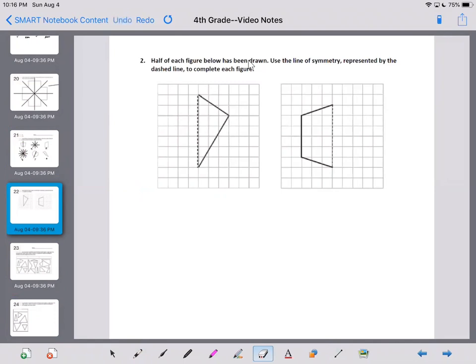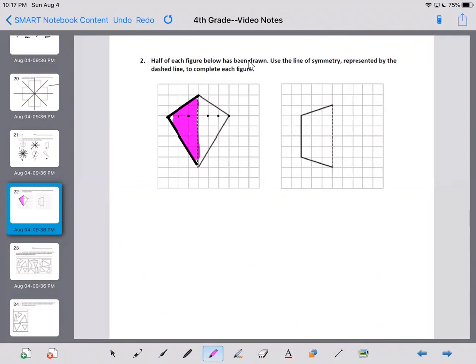So we see the dotted line. The way I'm looking at this is I've got 1, 2, 3 points to the right of that dotted line. So what if I go 1, 2, 3 points to the left? That gives me a vertex that I can connect, and then connect down, and then we'll see there's the other half that creates the kite, the other quadrilateral.